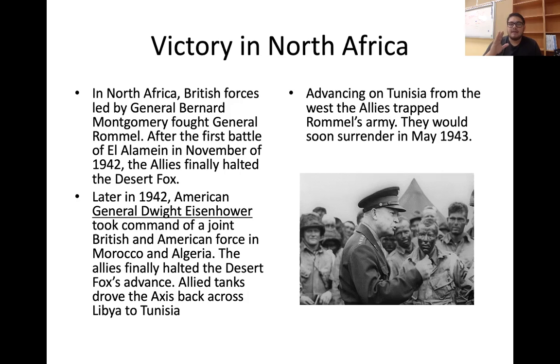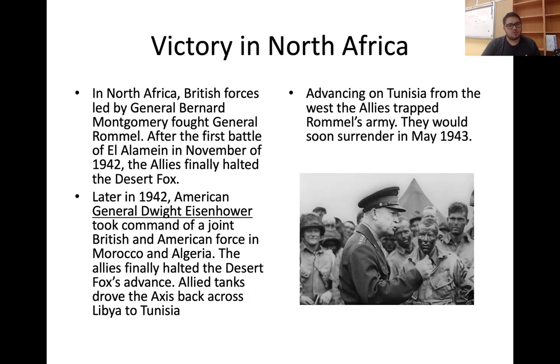but he's actually going to win. Later in 1942, American General Dwight Eisenhower took command of a joint British and American force in Morocco and Algeria. The Allies finally halted the Desert Fox's advance. Allied tanks drove the Axis back across Libya to Tunisia. Advancing on Tunisia from the west, the Allies trapped Rommel's army. It would soon surrender in May of 1943.